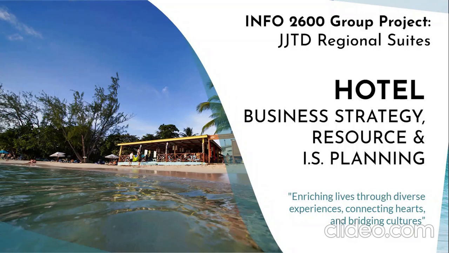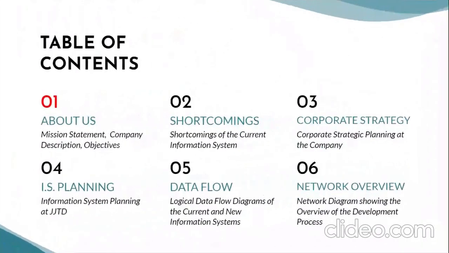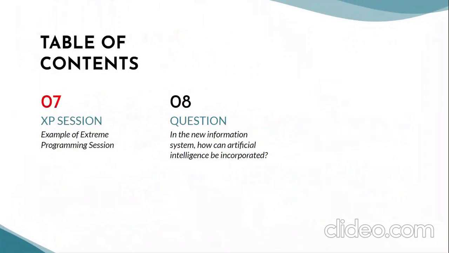Today my team and I will delve into our company business strategy, resource allocation, and information systems planning. We'll touch on our mission, objectives, current system shortcomings, corporate strategic planning, and information system planning. The logical data flow for our current and upcoming central reservation system, and the network diagram showing the overview of the developmental process. Additionally, we'll provide an example of an extreme programming session and even a brief description on how we plan to integrate AI into our new information system.